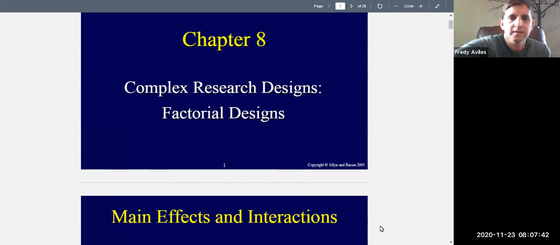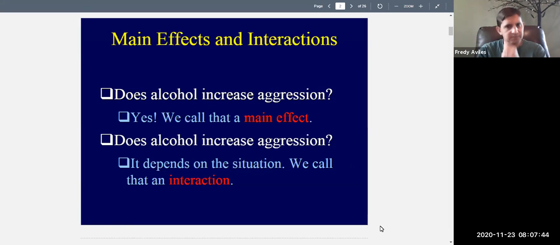Okay, so let's get started. I don't even have an outline for you guys. Let's just get right into it. Let's talk about these things called main effects and interactions. When you have factorial designs, you'll have to look for main effects and interactions, okay? And before I tell you what that is, I'll tell you about that with a little example.